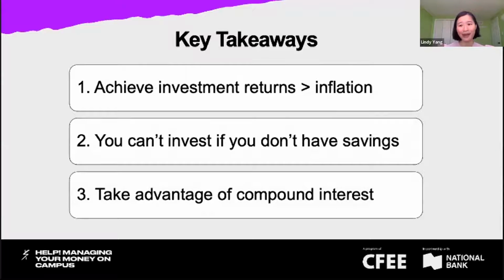Finally, when should you start investing? The answer is right now. When it comes to investing, you want time on your side, which will allow for the magic of compounding to really help grow your investments.